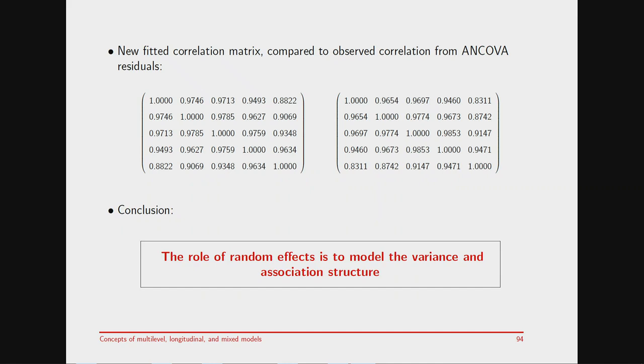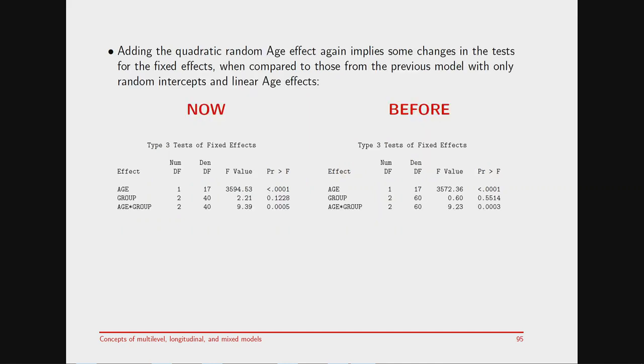So the bottom line is the role of the random effects is to model the variance and the association structure, period. That's the only thing that this is doing. And you need to throw in sufficient random effects to get this structure sufficiently well.